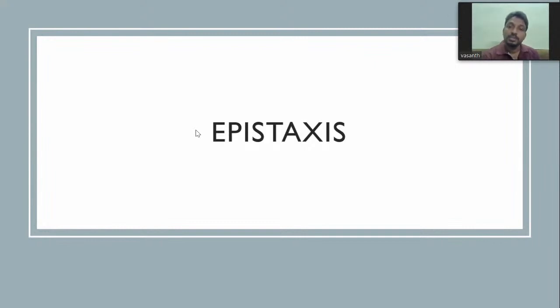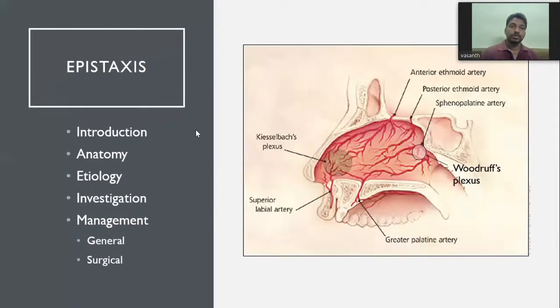So if you are asked about epistaxis, just imagine these subheadings. Write a brief introduction and the anatomy of the blood supply. It is very important that you write about Kesselbach's plexus or Little's area. Little's area is usually on the septum, not the lateral wall, and posterior epistaxis is due to Woodruff's plexus, which is the posterior part where the sphenopalatine artery anastomoses with part of the pharyngeal artery.